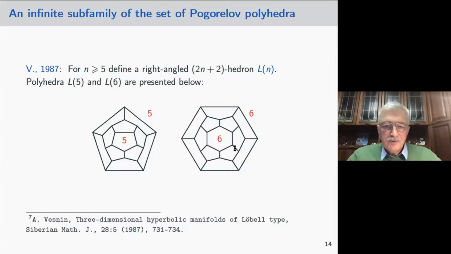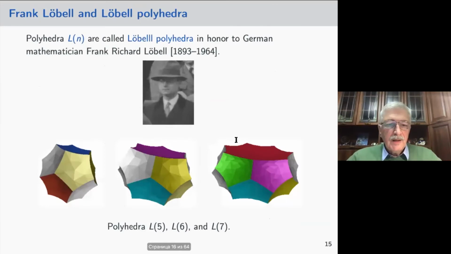polyhedra with 2n plus 2 faces, and it's easy to check by Pogorelov's theorem that these polyhedra can be realized as right-angled polyhedra in hyperbolic space. And I call them Löbell polyhedra because of the German mathematician Frank Richard Löbell, who used one of these polyhedra to construct his original manifold. And these are pictures of these polyhedra in three-dimensional space. So you have an n-gon on top and an n-gon on the bottom with two levels of pentagons. Okay, I suppose that is clear.